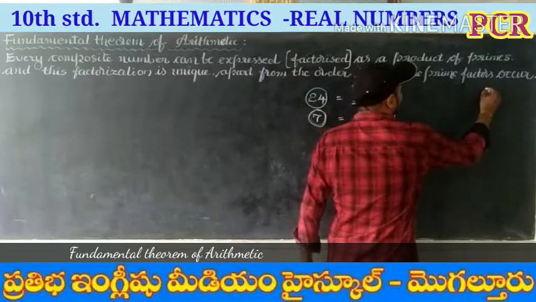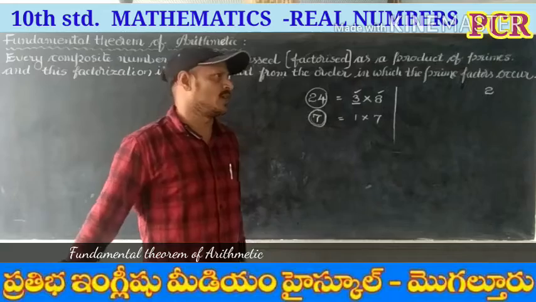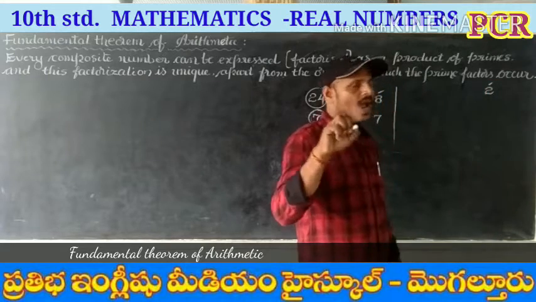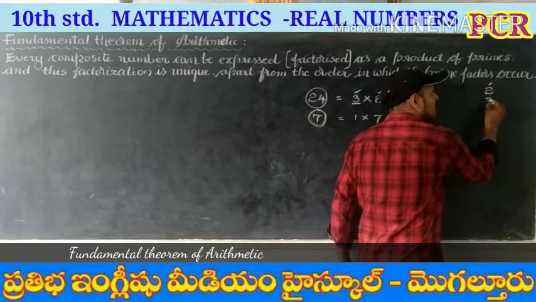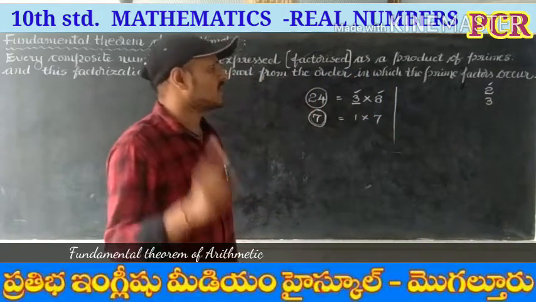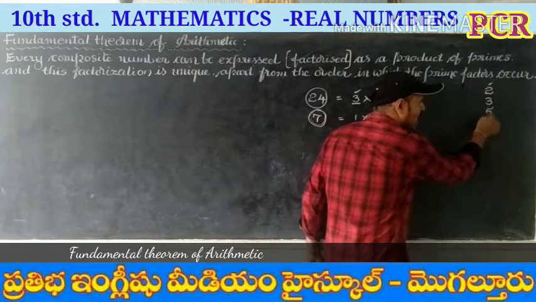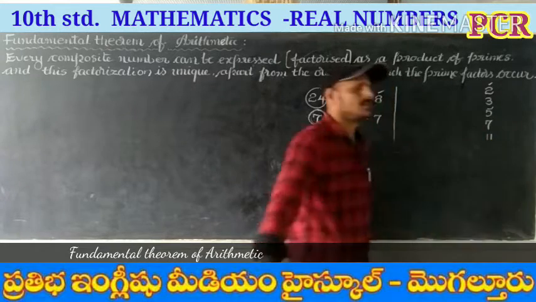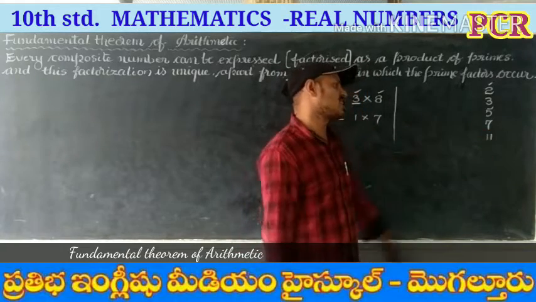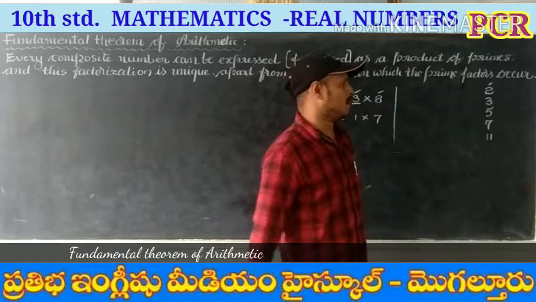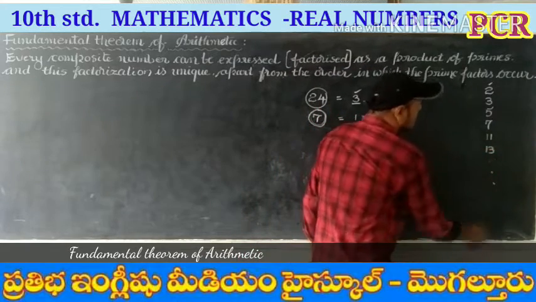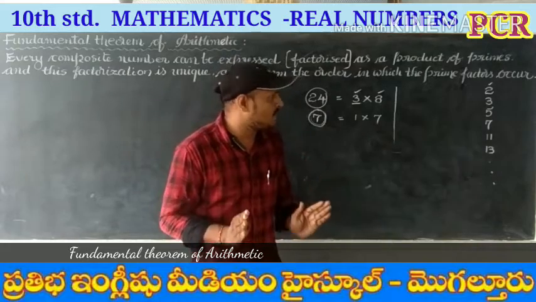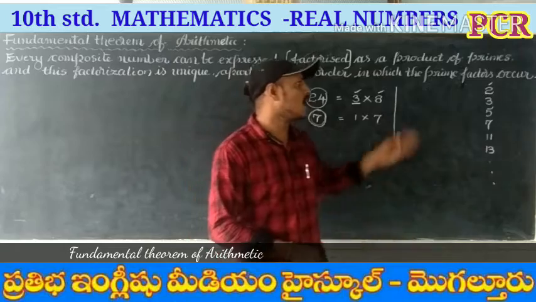Some prime numbers: the first prime number is 2. We can write 2 as 1 into 2 only, so 2 has the factors 1 and 2. Next prime number 3. 3 also has the factors 1 and itself only. And the next prime numbers 5, 7, 11. Not 9, because 9 has the factor 3. That's why 9 is not a prime number. And 13 and so on. These are all prime numbers. What are prime numbers? The numbers which have the factors 1 and itself.